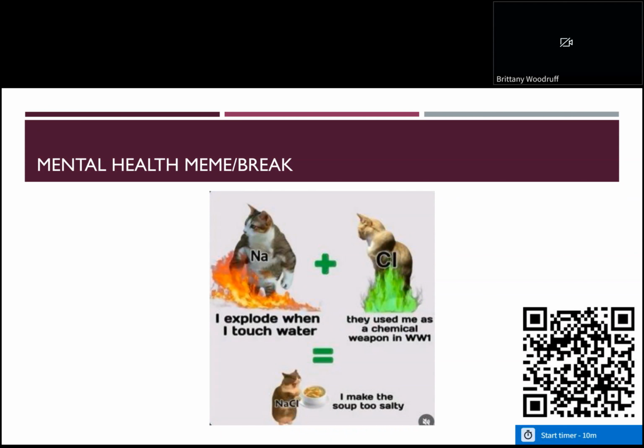Sodium chloride: sodium, when it's just in water, explodes. Chlorine, they used to use chlorine gas in World War One. Put them together, and you make salt.